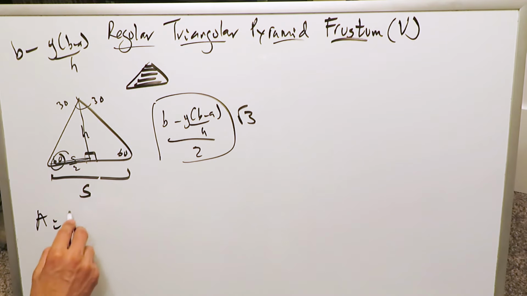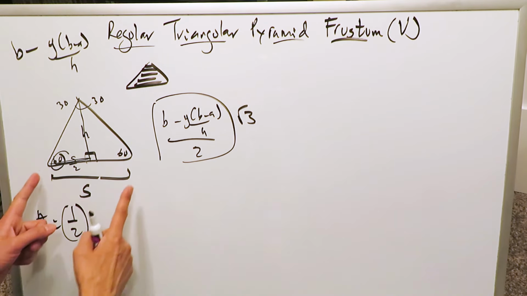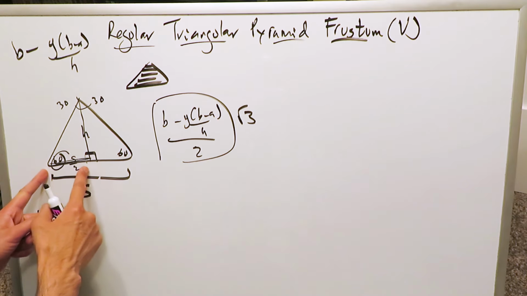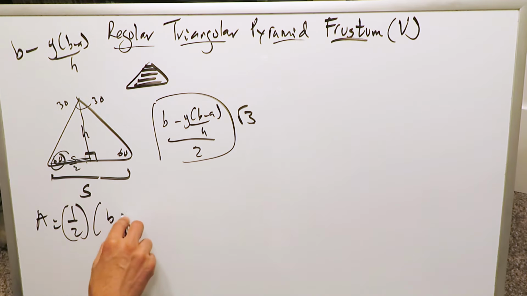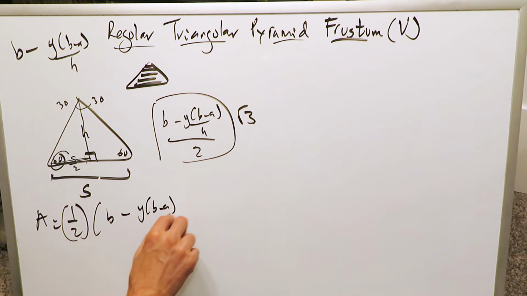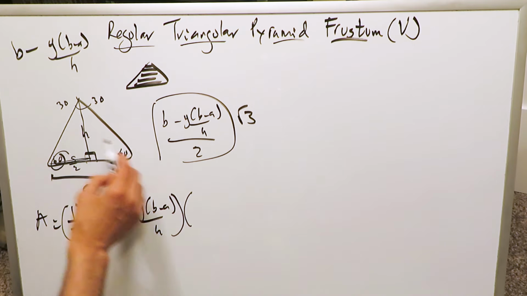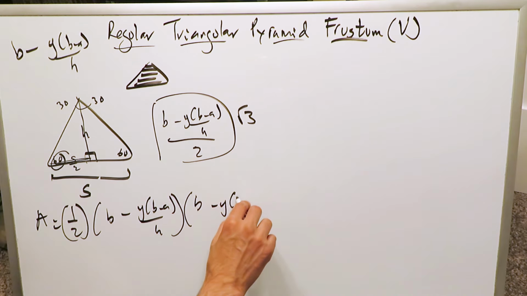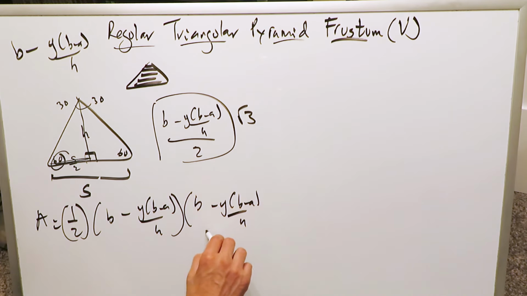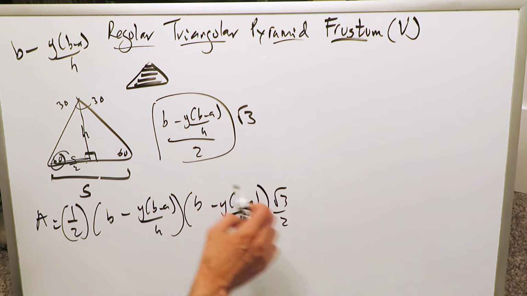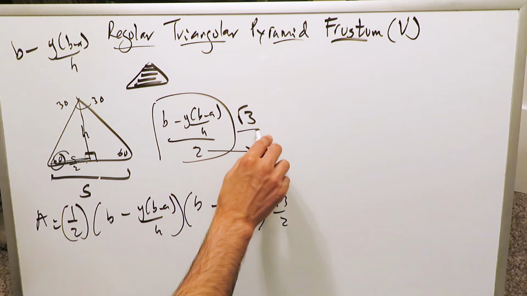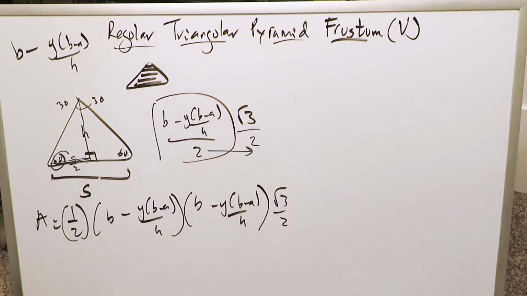The area of that slice is the area of a triangle, which is half times base. The base is the entire s dimension, not s over 2, but the entire s dimension, which is equal to b minus y times b minus a over h, times the height, which is b minus y times b minus a over h. You see this over 2 and you see this root 3 over 2. I can bring them outside. There's nothing wrong with me shifting this here and making it a root 3 over 2, which I bring out on the side. 1 over 2 times root 3 over 2, combine them, root 3 over 4.